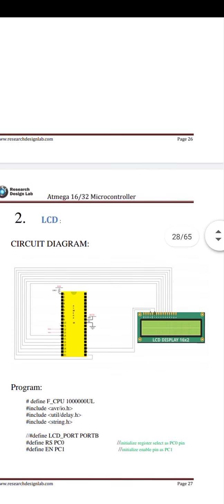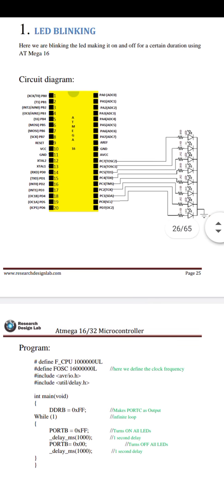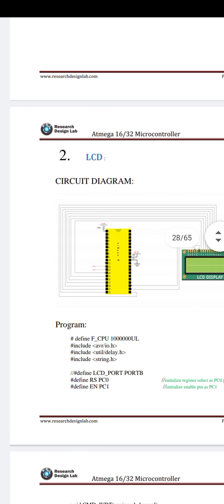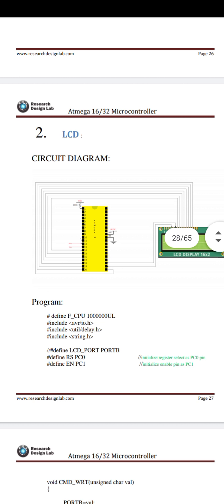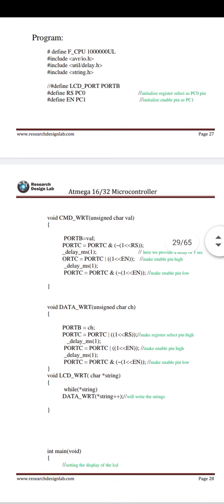Then the next part is the LCD interfacing. For the LCD interfacing, port D is used in these parts of the ATmega 16, this is the port D input part. This is the 16x2 LCD display. On this LCD display we have to display values or numbers through programming.